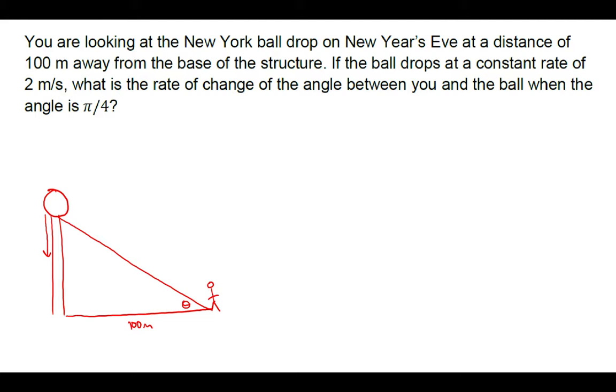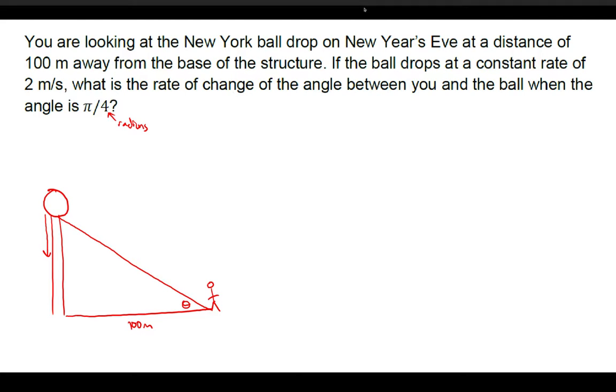The question is, if it drops at the constant rate, what is the rate of change of the angle between you and the ball when the angle is pi over 4? It doesn't explicitly say this, but this should say radians as well. So as a note, make sure your calculator is in radians. If you want to double check, just hit mode, go down, and make sure it says radians and not degrees. So that is in radians.